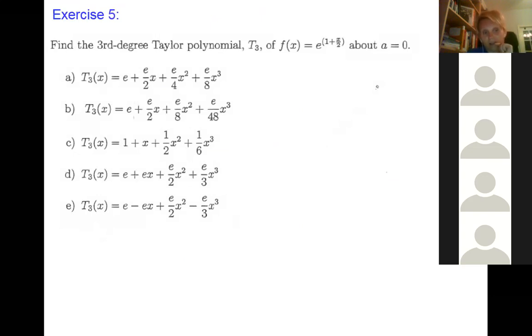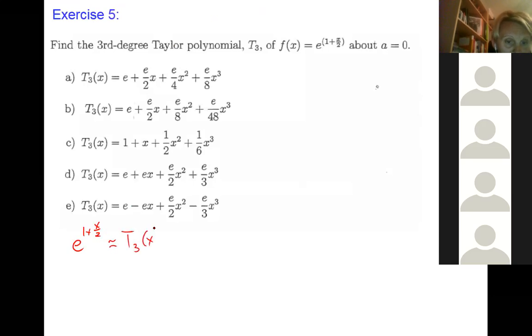Let's see. Find the 3rd degree Taylor polynomial, T sub 3, for the given function. The function is a different function, not just e to the x. It is e to the power of 1 plus x over 2, about a at 0. Okay, that's what I will need. We can pick, but we have to know the values. That means this function can be approximated by the 3rd degree polynomial.